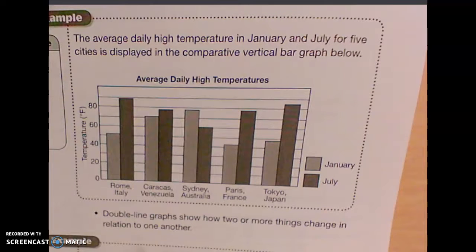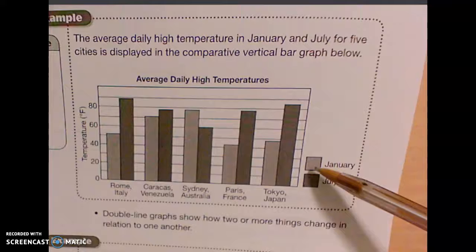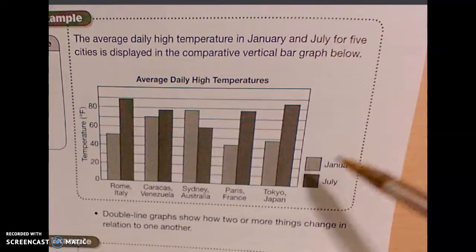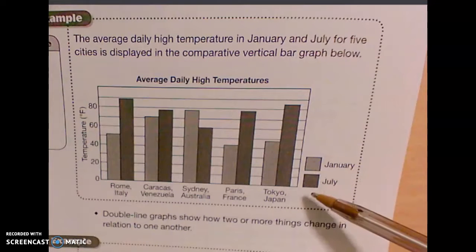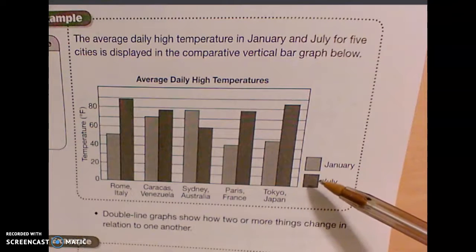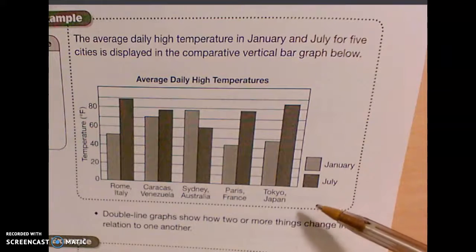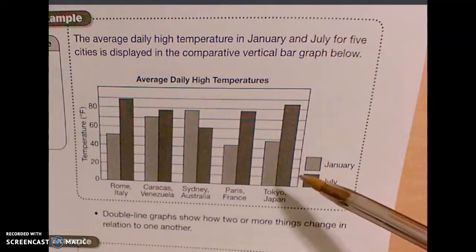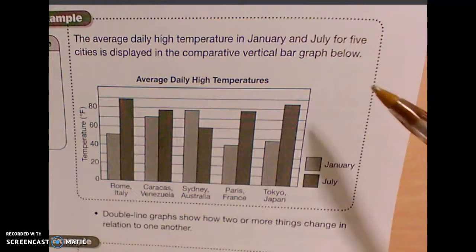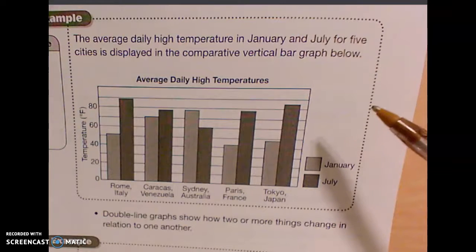A bar graph needs a title. The title of this one is Average Daily High Temperatures. A bar graph will also include a legend. Okay, a legend shows the names of the different sets of data. Here we have a lightly shaded January and a darker shade for July. Like other bar graphs, these comparative bar graphs can be horizontal or vertical.